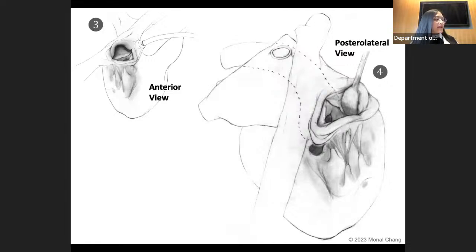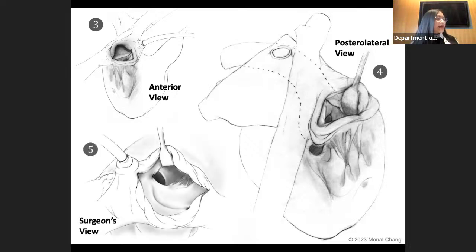Figures 3 and 4 depict the spatial relationship between the VSD within the ventricle and the tricuspid valve in both the anterior and posterolateral views. Figure 5 is a surgeon's view, offering a direct overhead view of the VSD through the tricuspid valve. Only the part of the VSD marked in blue here was visible in this context. The anterior leaflet of the tricuspid valve was retracted during surgery.